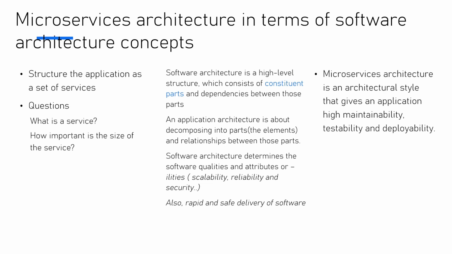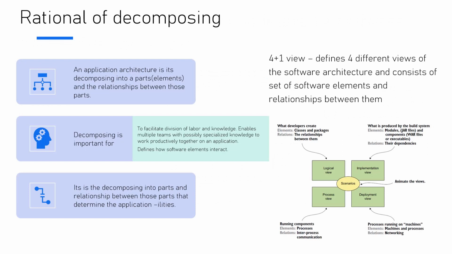Now, microservices architecture is an architecture style that gives an application high maintainability, testability, and deployability. Now we're getting into the question as to why we should really decompose. Typically in any software architecture, you are going to decompose your architecture, more from a design perspective, into different components, because each component would ideally be handling some part of your overall functionality. That's the whole idea, because it has to be modular by nature.